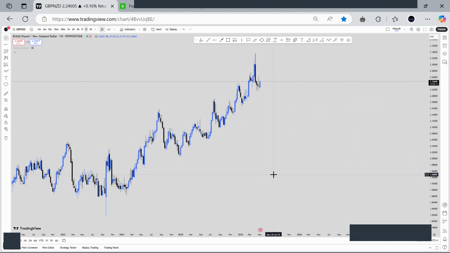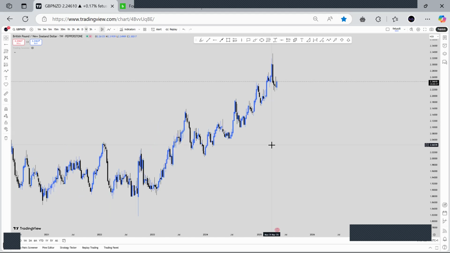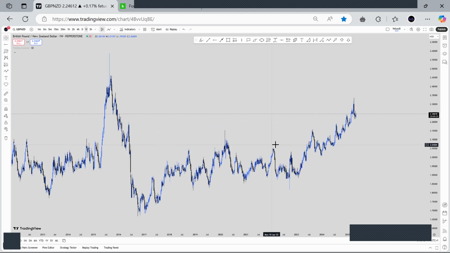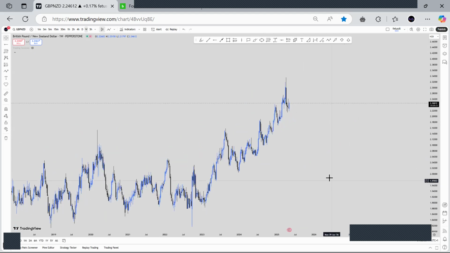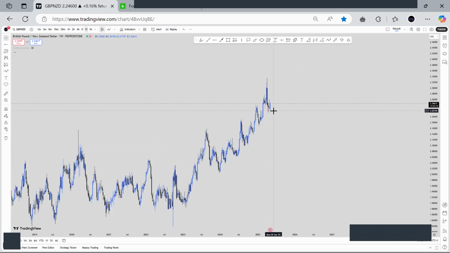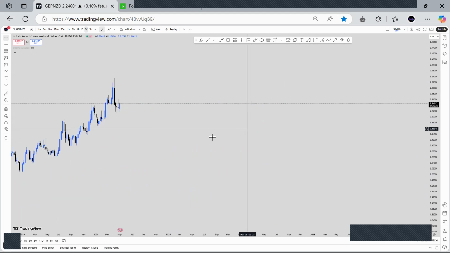Now, before we start, we're going to be starting from the weekly time frame because we want to understand the overall order flow so that we can know where we're going to be heading when we get to our lower time frame. So we're on the weekly time frame, and this is GBP NZD on the weekly time frame.